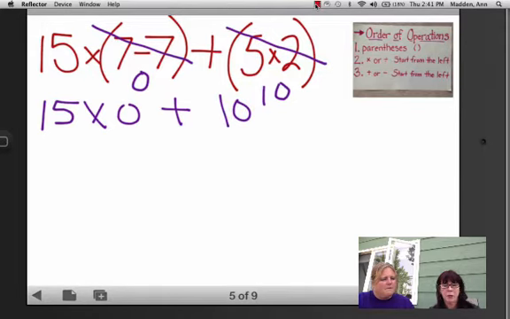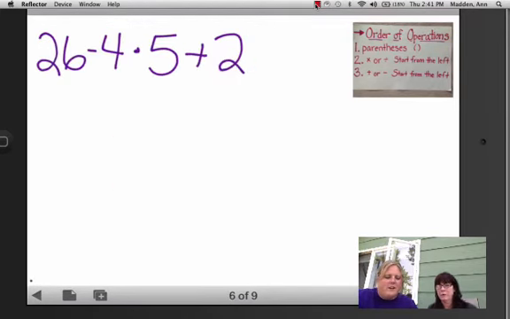Now it's rewritten. I'm going to go back to the left again. I'm going to look for multiplication. I have multiplication. 15 times 0 is 0. I'm going to rewrite the rest of my sentence or my equation. 0 plus 10 equals 10.